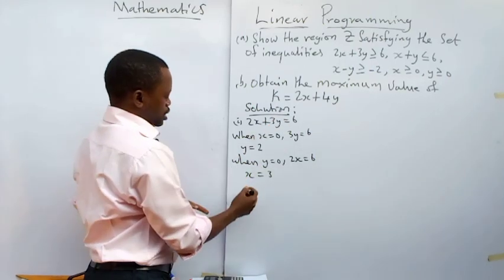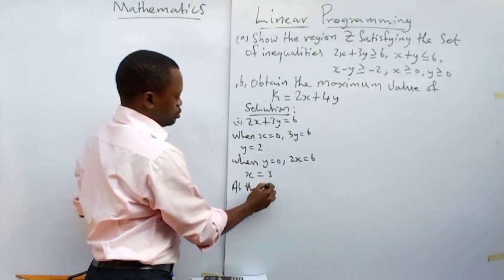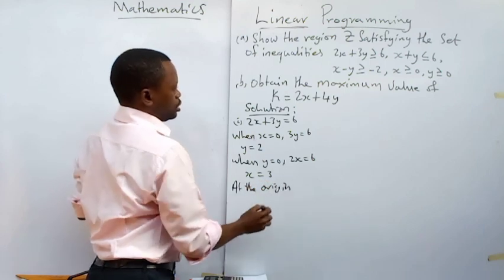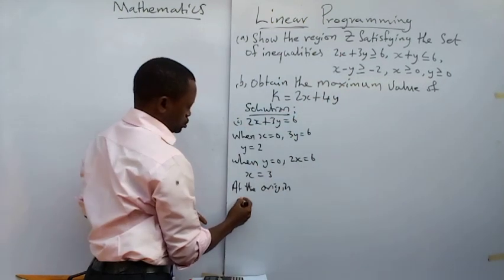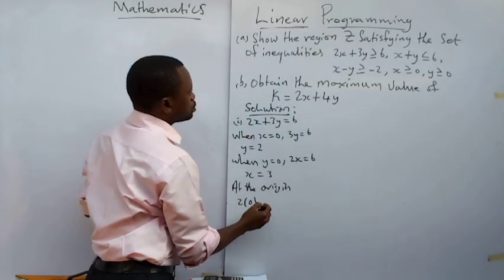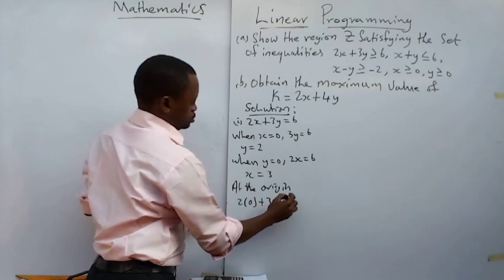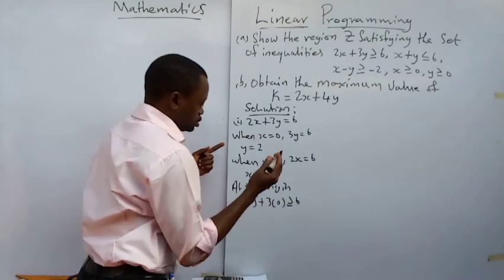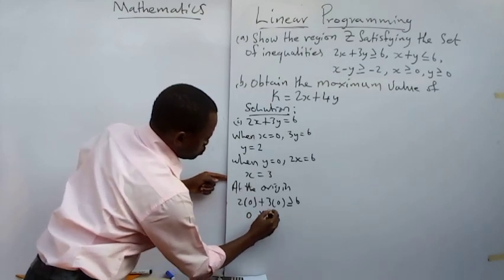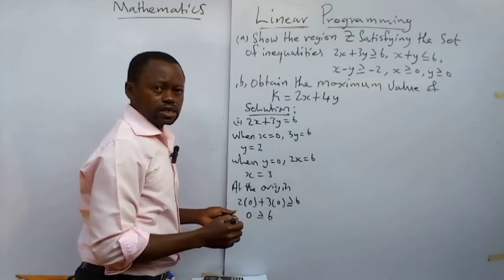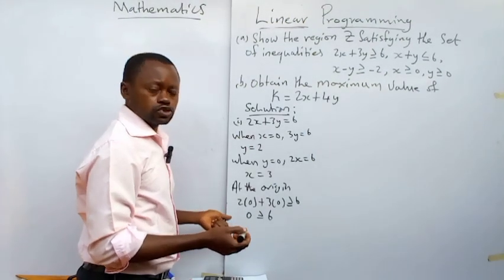If we say at the origin, you realize that if you put here 0, 2 in bracket 0 plus 3 in bracket 0 is greater than or equals to 6. What can we observe from here? We realize that 0 is greater than or equals to 6. Please, is 0 greater than or equals to 6? No, 0 is not greater than or equals to 6.